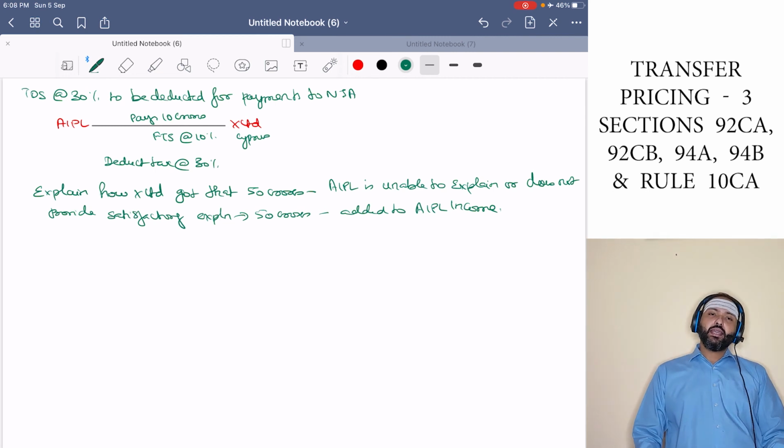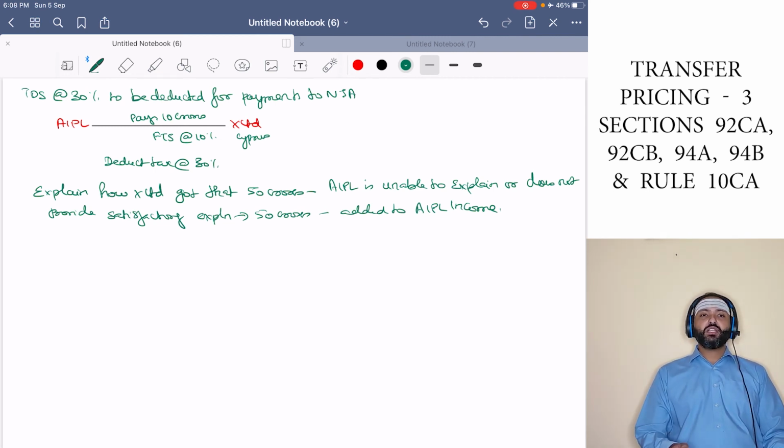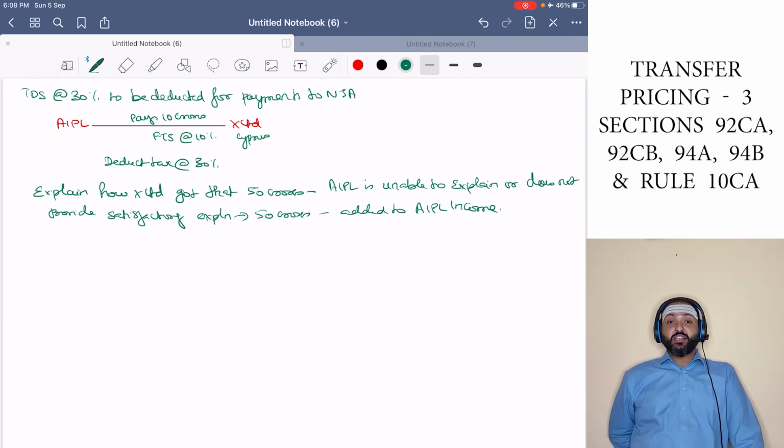Suppose AIPL has not responded to this query at all. They have kept silent. Then this 50 crores will be added to the income of AIPL, and it will be charged to tax as if it is income of AIPL. Though it is capital of AIPL, still it will be treated as income. That is the penalization for NJAs.